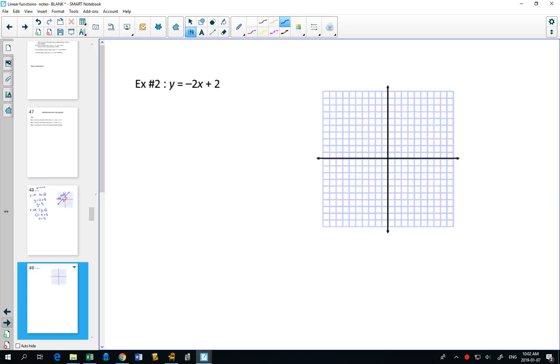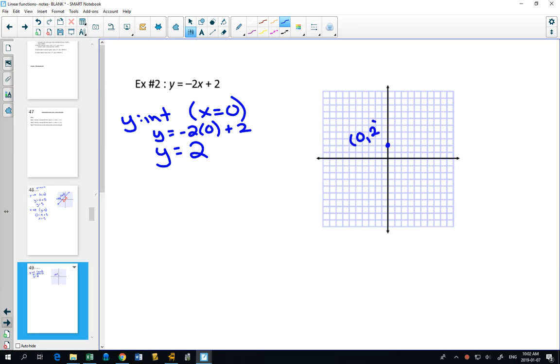y equals negative 2x plus 2. Again, if we want to find our y-intercept first, when x is 0, yes, if you want to just write y equals 2, that's fine. If you wanted to show your work, negative 2 times 0 plus 2, still going to be 2. So our y-intercept is at 2. And when we graph a point where nothing is labeled on our graph, we make sure that we label our points so that we give a scale to our grid.